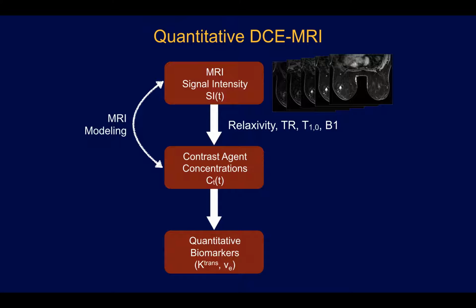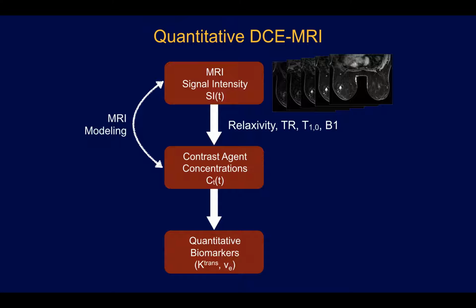Okay, so the way you understand quantitative DCE-MRI is that when you have an acquisition scheme, you're going to have 3D imaging at different time points with signal intensity. Each one is a 3D image with a temporal resolution, and you will see that each tissue has a different kind of signal uptake, right? That can be formulated as signal intensity over time. Then using so-called MRI modeling, based on an assumption of the relaxivity of the contrast agent, your repetition time, T10, which is the pre-contrast T1 value, and your B1 variation, you can convert it to contrast agent concentration over time.